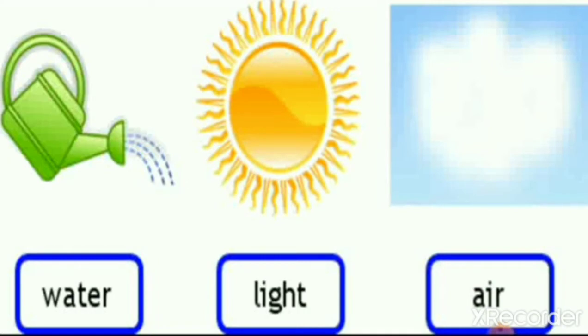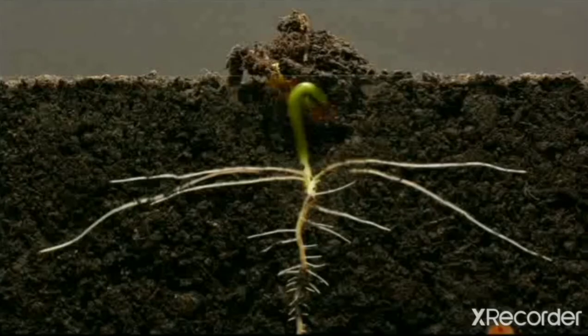What will we give the tree to grow? Plant needs? Yes, water, light and air. So we give water, sunlight and air to the plant. Now what grows first from the plant? Seeds grow roots. You can see here roots, and roots are also the underground part of the plant. You can see here root is connected with stem. So our plant is growing.